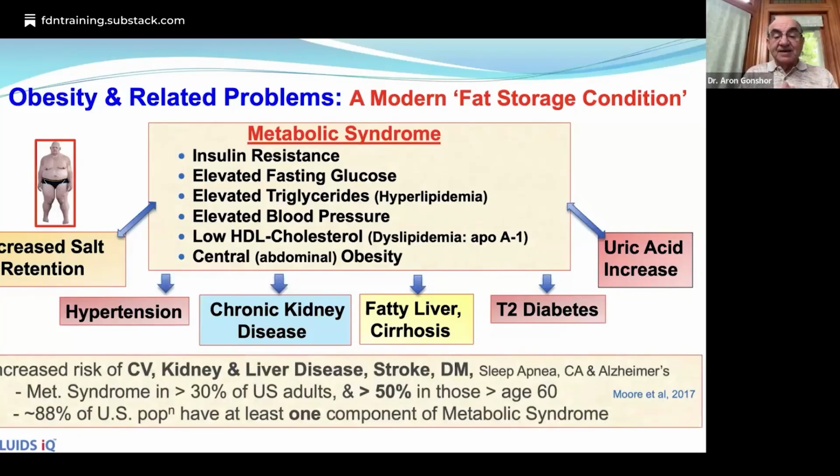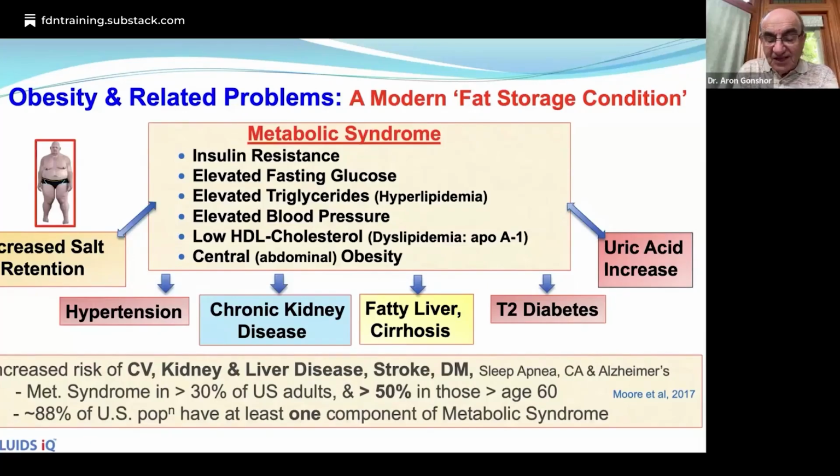So if you're looking at what metabolic syndrome can cause, it increases the risk for cardiovascular, kidney, liver disease, stroke. Remember, I talked to you just a few moments ago about increased clotting. Diabetes goes up, sleep apnea increases, so does levels of Alzheimer's and cancer. Metabolic syndrome is seen in greater than 30% of US adults. And this is absolutely disastrous, greater than 50% of those who are over the age of 60.